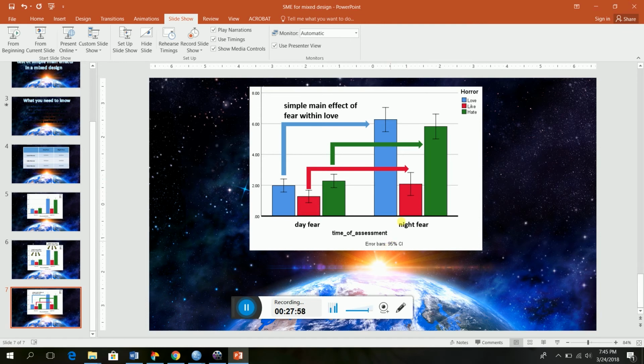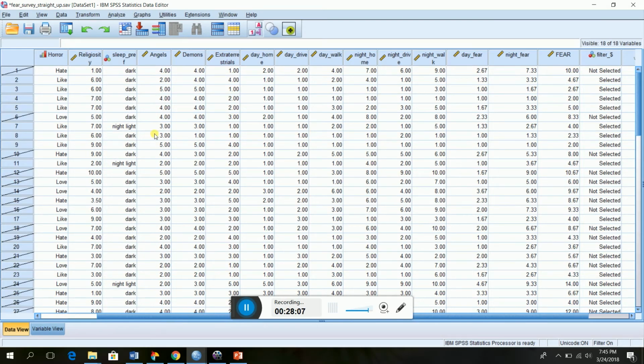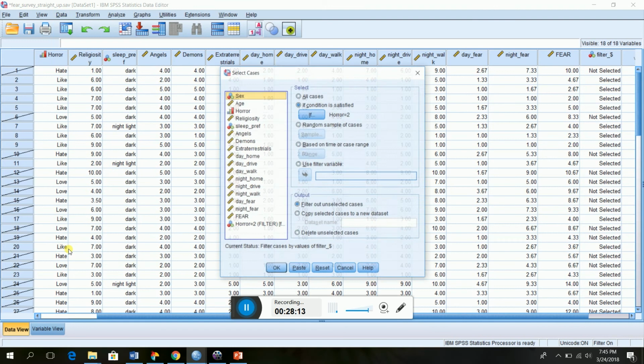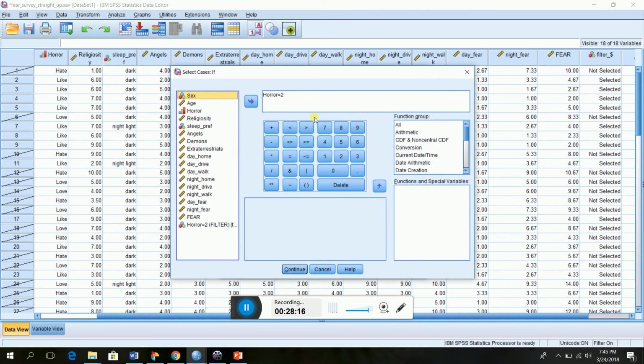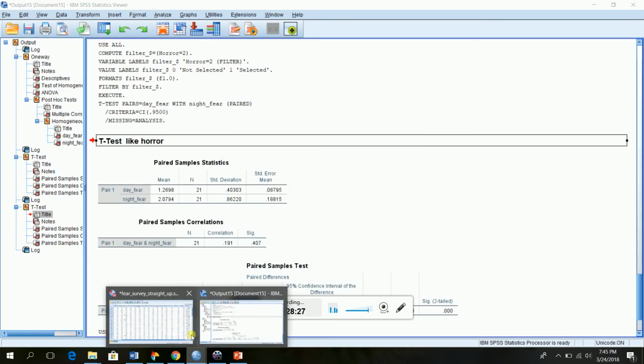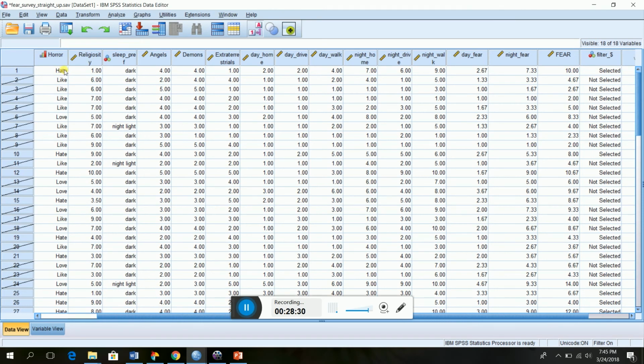All right, so now we have one more comparison, and that's day versus night for the people who hate horror movies. Go back to your SPSS program. This time you go to Data, select Cases, and then that big if again. And this time select horror equals 3, type in 3. Continue. Okay. If we go back to the SPSS data set, we'll now see that the hate horror movie people have been selected and everybody else is crossed off. So we're set to do our test.